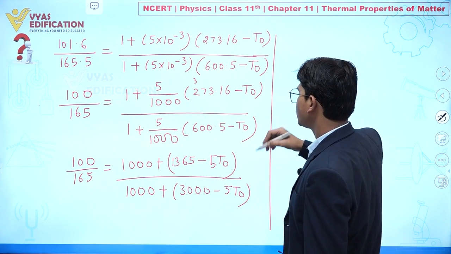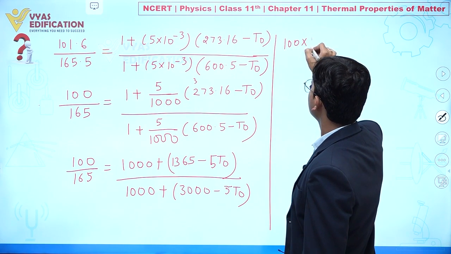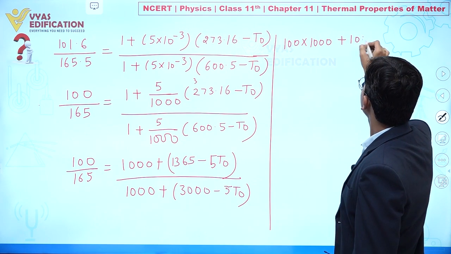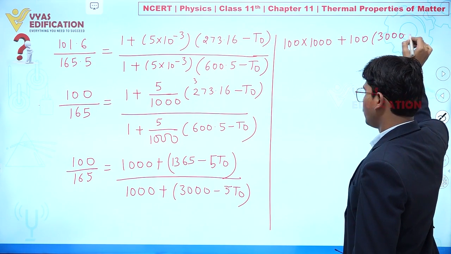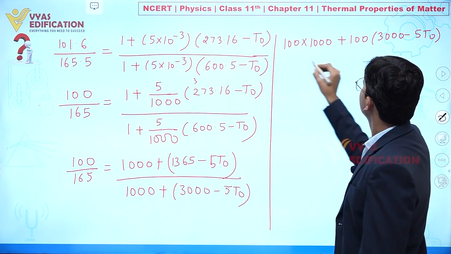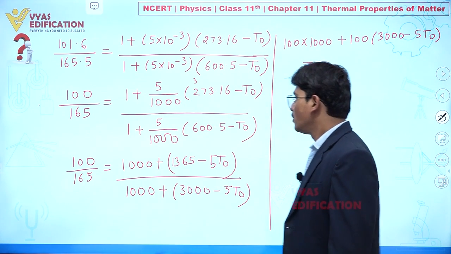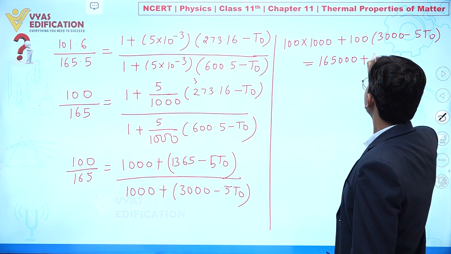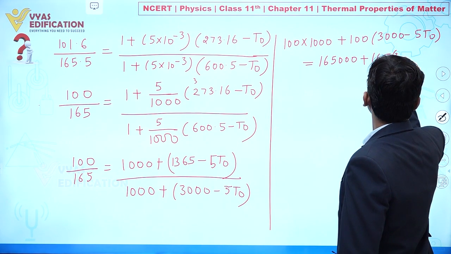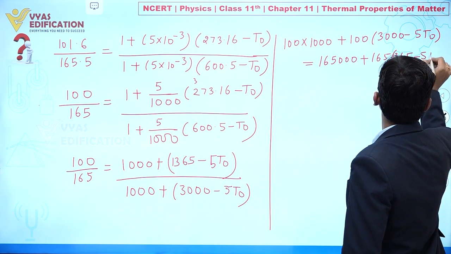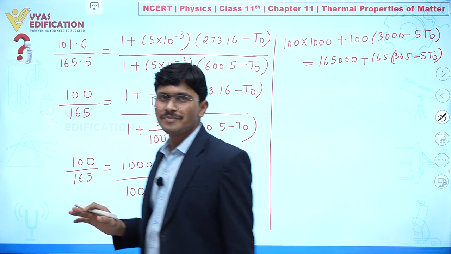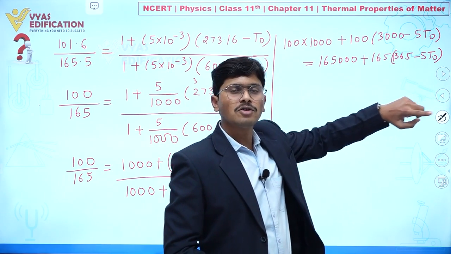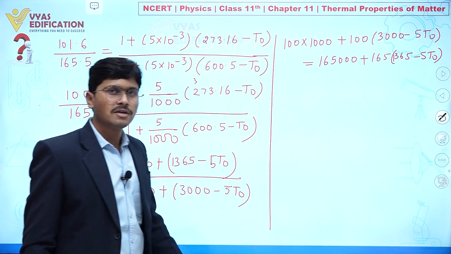Clear? So from here you can say this is 1000 multiply 100. Clear? 1000 multiply 100 plus 100 multiply 3000 minus 5 T naught. Clear? It is equal to 165 multiply 1000. Clear? Plus 165 multiply 1365 minus 5 T naught. Clear? Now you can solve this problem. How can you solve? Just multiply it. Clear? Separate the value of T naught.